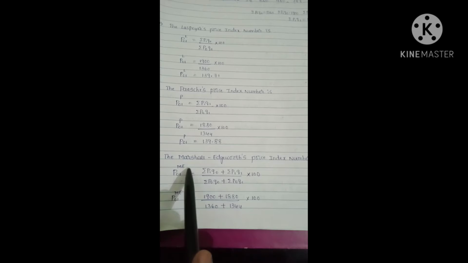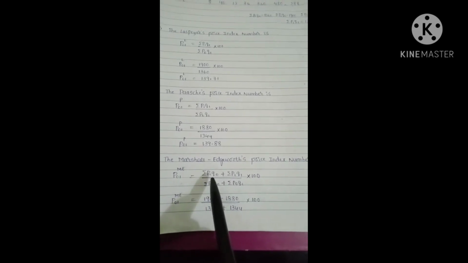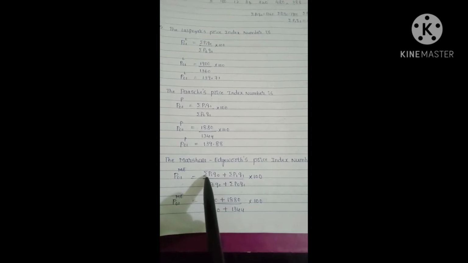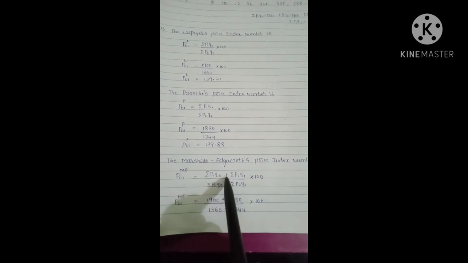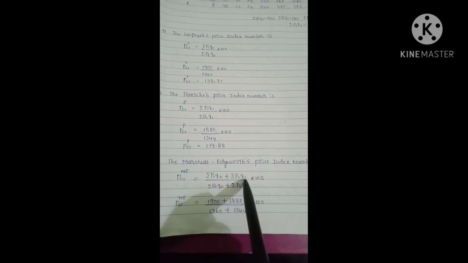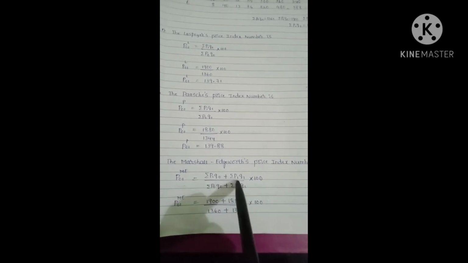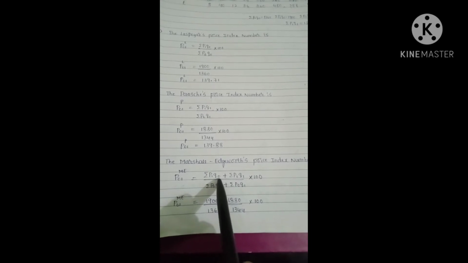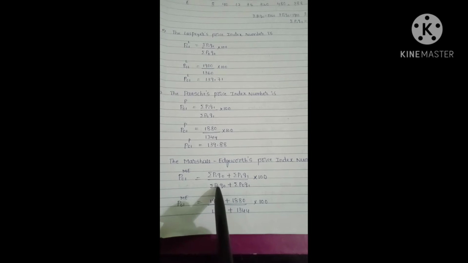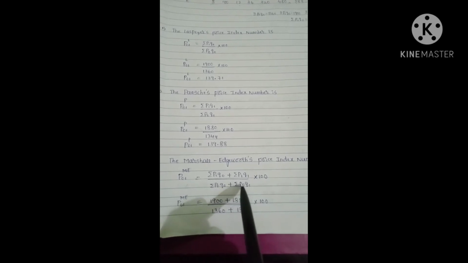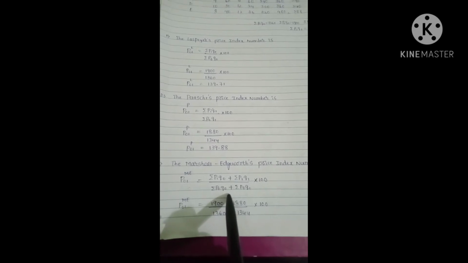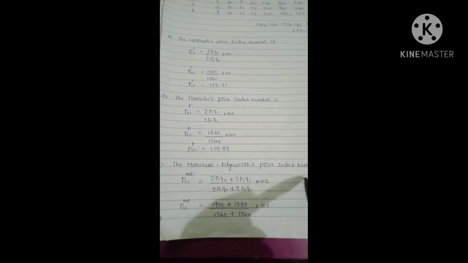ME means Marshall-Edgeworth. What is the formula? Sum of the last year's and purchase year's. It means here summation of P1 Q0 plus summation of P1 Q1. Here we take Q0 and Q1. P1 is the same in both. Summation of P1 Q0 plus summation of P1 Q1 divided by summation of P0 Q0 plus summation of P0 into Q1, into 100. By using this formula, we calculate the Marshall-Edgeworth price index number.